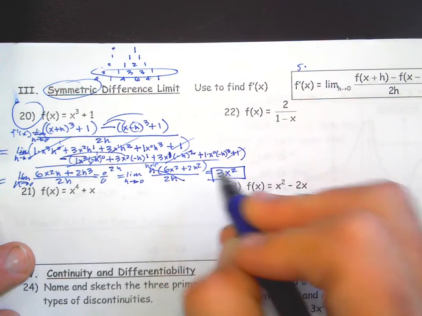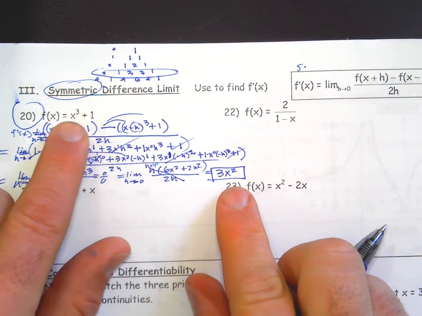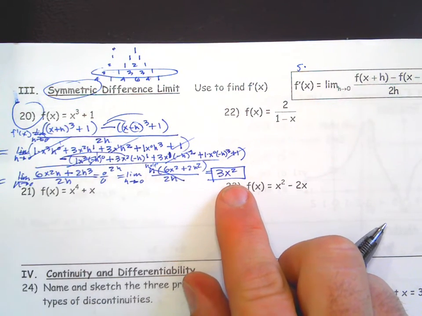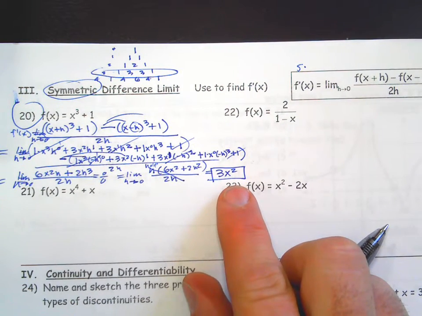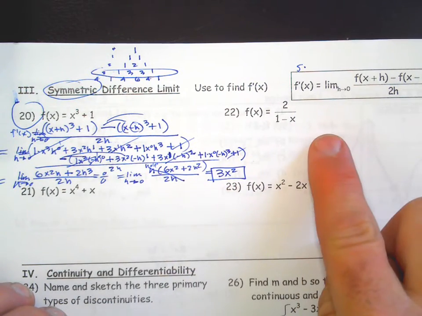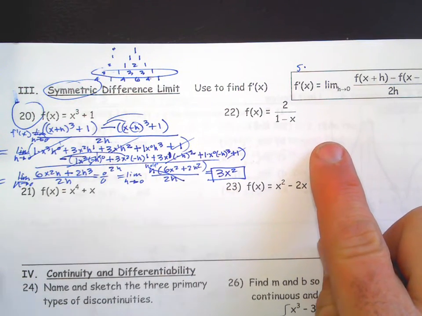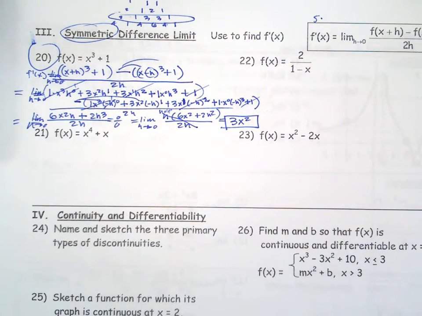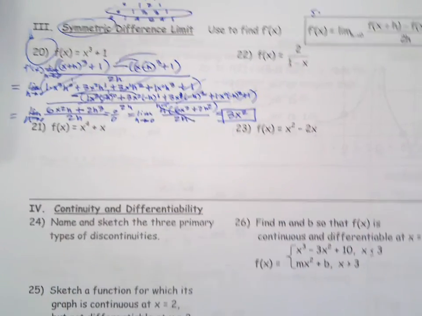Now, by the way, you should know what the answer to the derivative of x cubed plus 1 is going to be. What is it? 3x squared. So you're going to know if you got it right or not. Okay? Maybe not so much on 22, but anyways, try these problems. I guarantee you need practice with them before you have to do one on a test on your own. Okay? But I just did one of them for you.